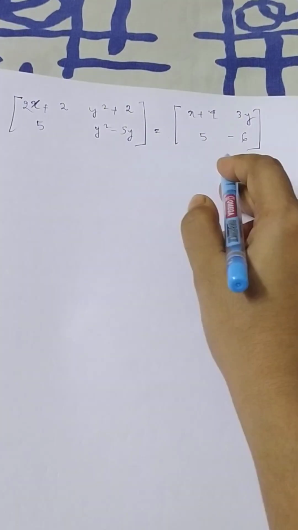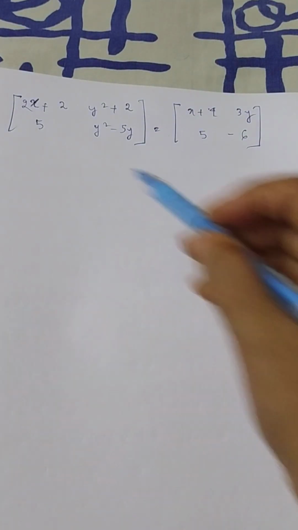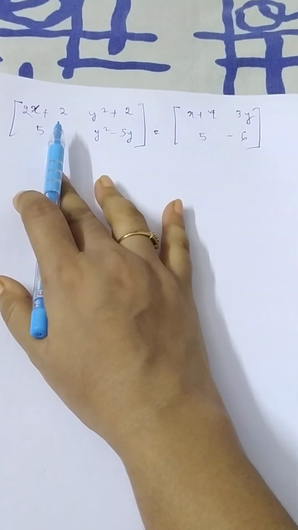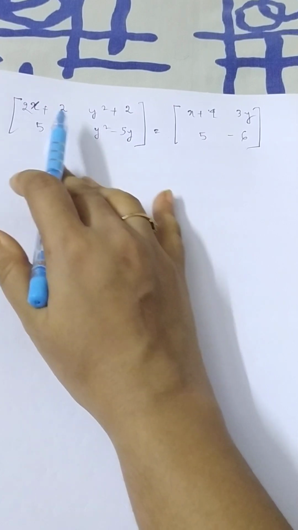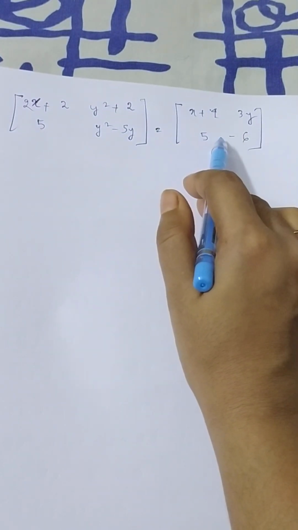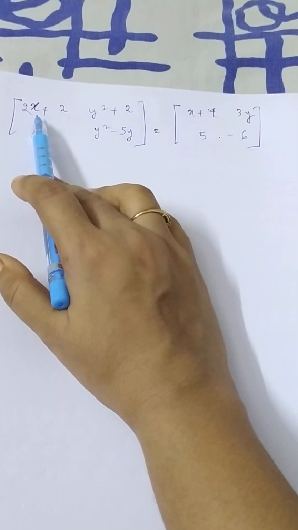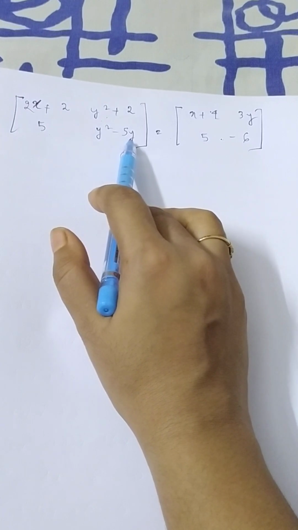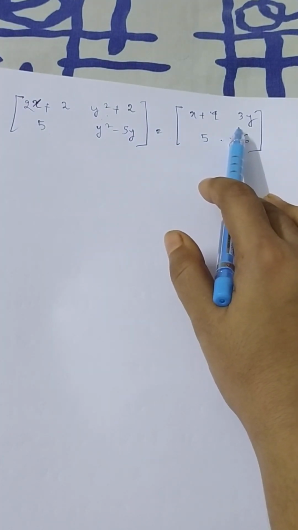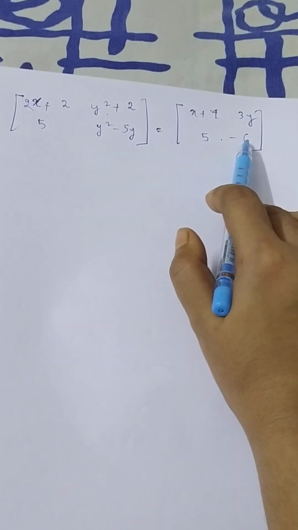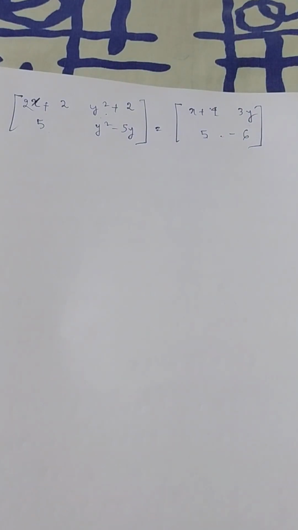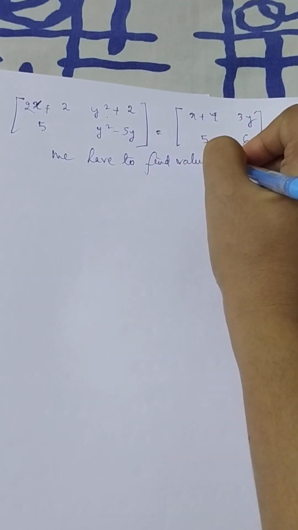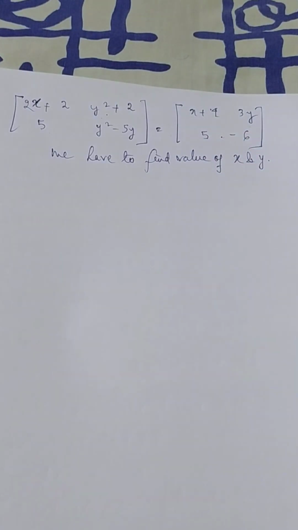Now, it is the first sum that we will solve. Look here, there are two matrices on two different sides, left hand side and right hand side. The left hand side matrix is of 2 by 2 format, and the right hand side matrix is also of 2 by 2 format. In the left hand side the elements are 2x plus 2, y square plus 2, 5, y square minus 5y, and in the right hand side the elements are x plus 4, 3y, 5 and minus 6. Out of this we have to find the values of x and y, right?